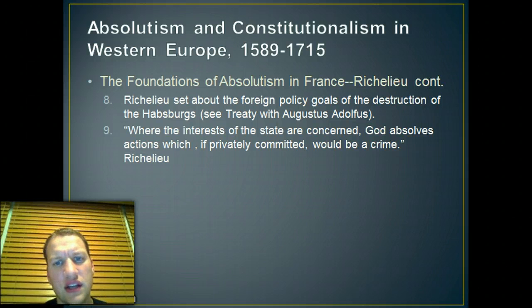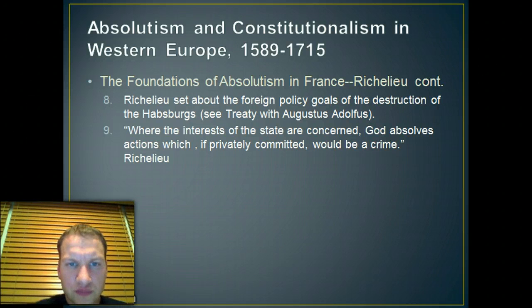Certainly, we're going to see this in the Thirty Years' War. He gets involved with the Thirty Years' War. Even though he's Catholic, he supports the Protestant side because the Catholic League is on the side of the Habsburgs. And if the Catholic League loses, the Habsburgs lose. And so for him, it's about finding a way to destroy the Habsburgs, to fight against them.